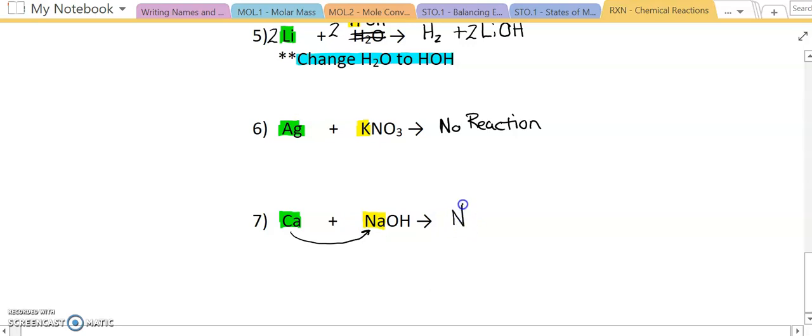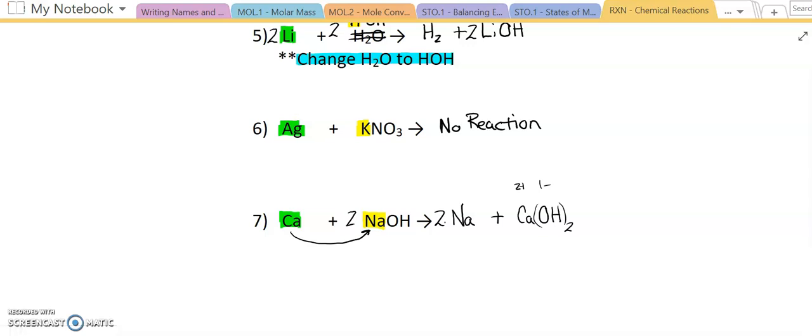Now, don't think about 2's. That's only hydrogen. So sodium is an element, and it's only the symbol. And then I'm going to have calcium, and calcium is going to be paired with OH. But again, I need charges to make my new formula. So calcium is a +2, hydroxide is a -1, and I'm going to cross those charges. And I need to balance my equation here, and I'm done. So metals replace anything below it on the activity series.